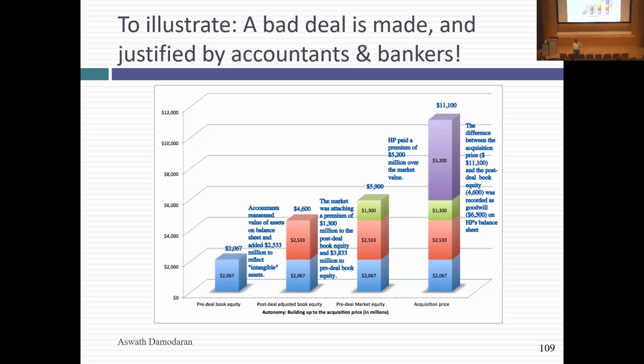I tried to build up to that number, and this is just a very mechanical way of building up to it. The pre-deal book value of equity of Autonomy was about 2.1 billion. They brought in accountants who adjusted the value. Remember, they write up the values of assets, got to 4.1 billion, the market at 5.9 billion. And then HP pays an extra 5.2 billion. Why? Synergy, control, all the magical words.